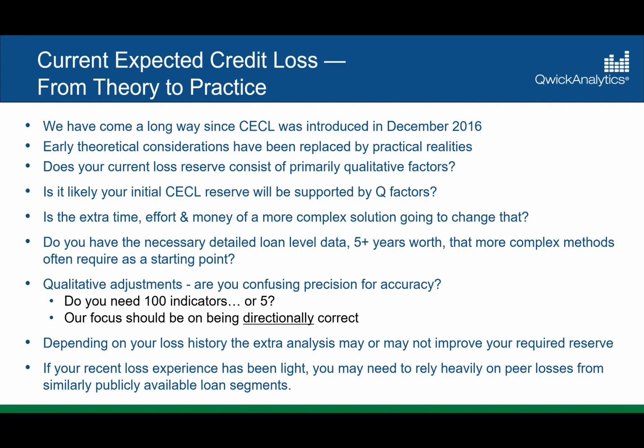And when it comes to qualitative factors, we often tell people, try not to confuse precision for accuracy. Do you need 100 different qualitative factor adjustments? Do you need 100 different indicators to give you an idea of what direction your losses and reserves need to go? Or do you need 5? Our focus here should be on being directionally correct and taking advantage of a lot of the analysis you've done in the past. Your CECL analysis really doesn't have to look as different from your ALLL analysis as most banks think it needs to.